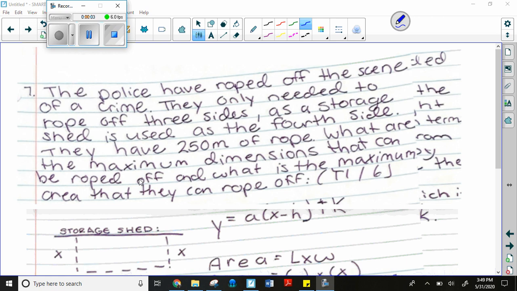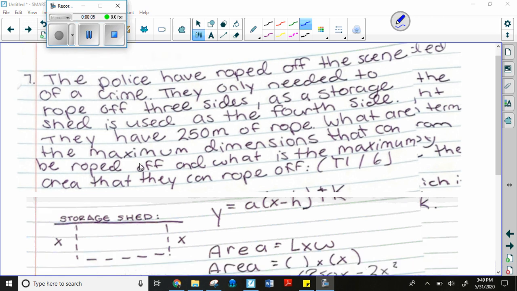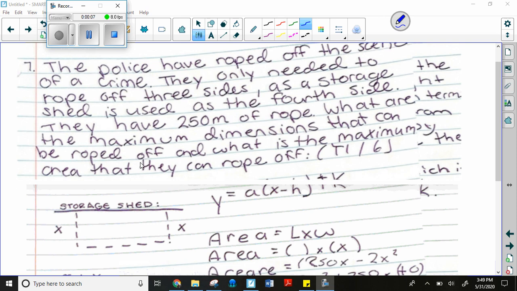Police have roped off a scene of a crime, but because it is awesome and mathy, it's going to have one side of the rectangle already taken care of. We also asked this question like, people are putting fencing in a backyard, but one side of the fenced yard is going to be the house, so you only have to worry about 3 of the 4 sides. So be careful with quadratics that ask that way. This is a popular way of asking questions.